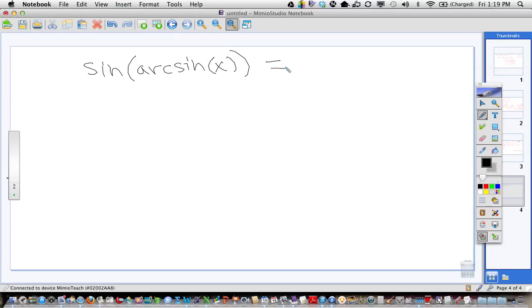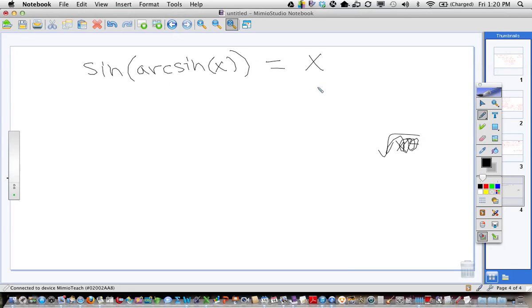So sine and arc sine are inverses. So what should I get here? If I do sine of arc sine of x, I should just get x. It's like doing the square root of x squared. It's just x. They undo each other. So square root of x squared, ln e to the x. What's ln e to the x? x. ln and e are inverses. ln e to the x is just x. Square root of x squared is just x. Sine of arc sine of x is just x. So this is a true statement right here.